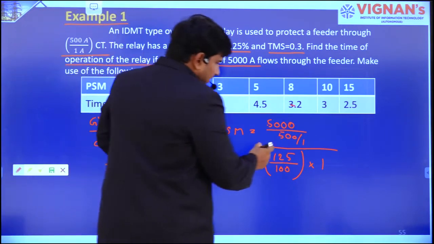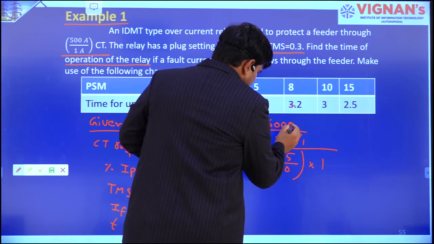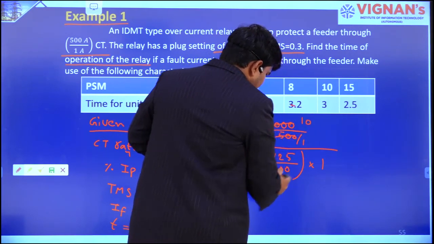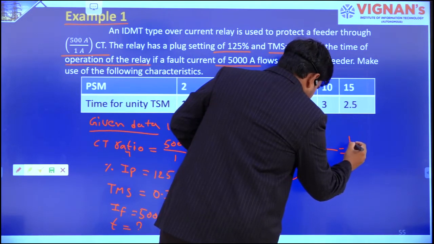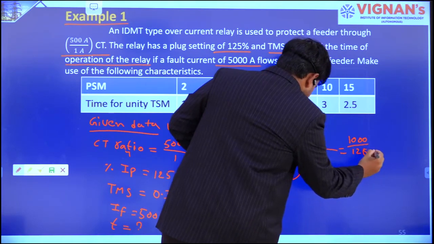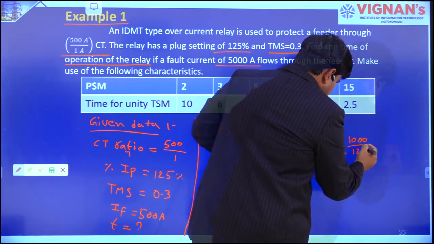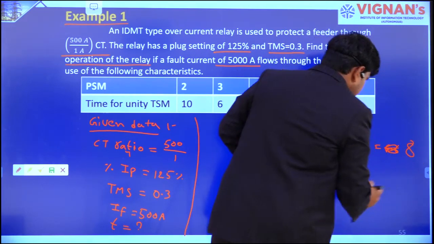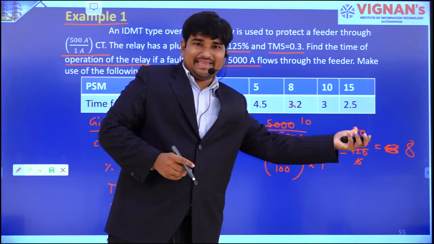Now this will give rise to 10, and 1000 by 125. This is 5. It will lead to 8. The PSM will be 8.